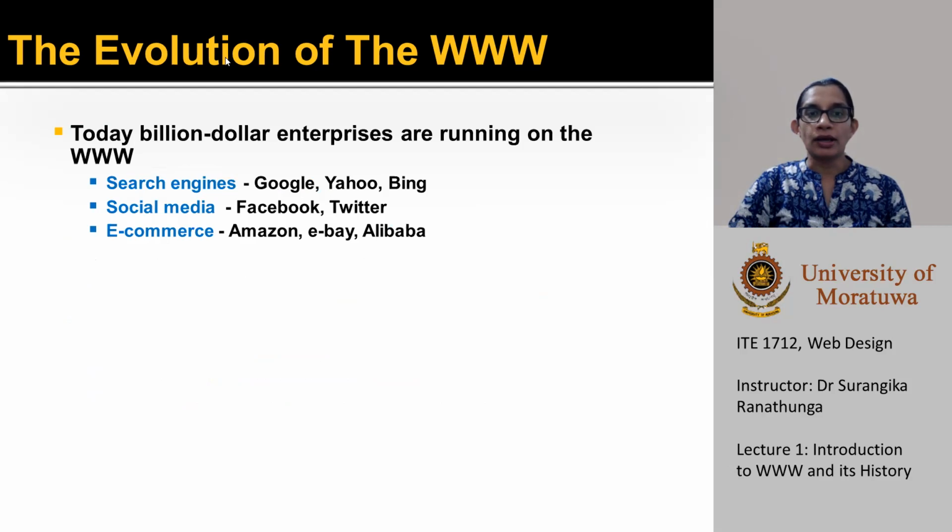Today, the web is the backbone for thousands of enterprises. Some billion-dollar enterprises are search engines such as Google, Yahoo, and Bing, and e-commerce sites such as Amazon, eBay, and Alibaba. Maybe the most famous are the social media such as Facebook and Twitter. As of 2021, there are 2.85 billion Facebook users, and Amazon ships approximately 1.6 million packages a day. These statistics alone are enough to show the ubiquitous use of the web.